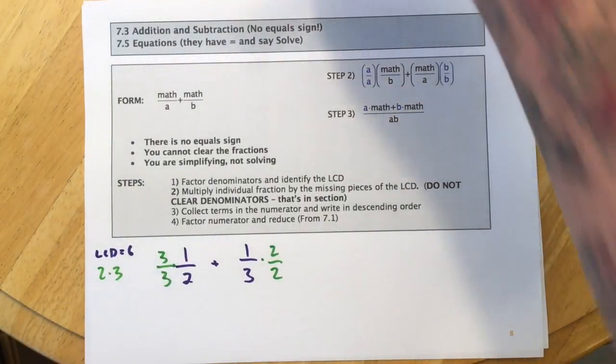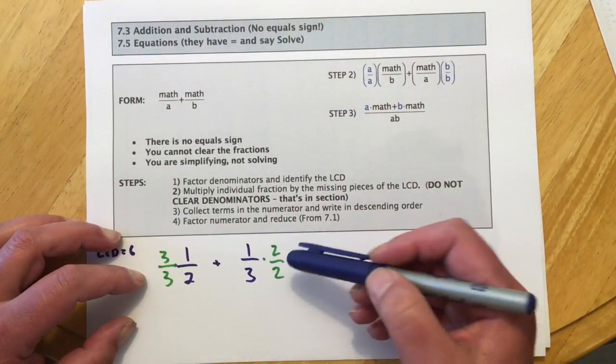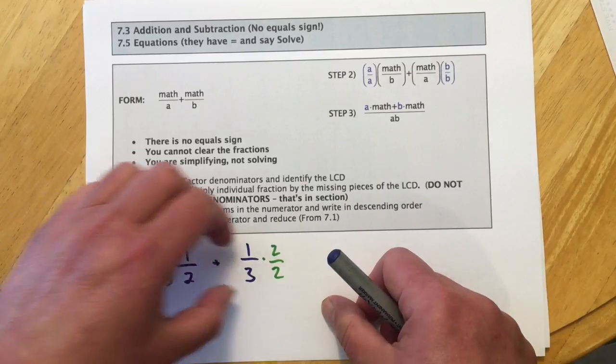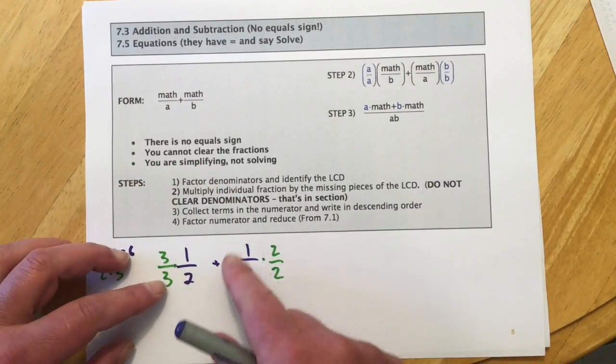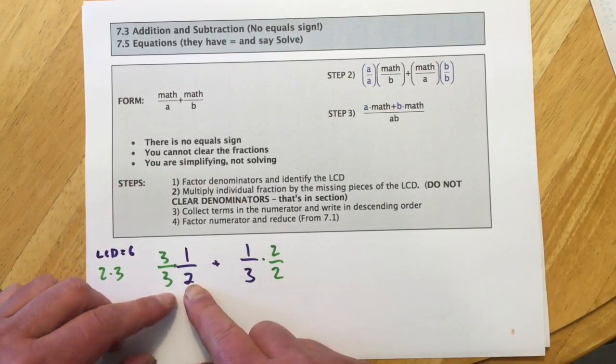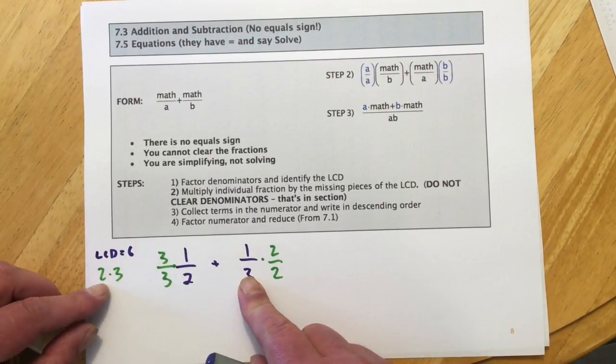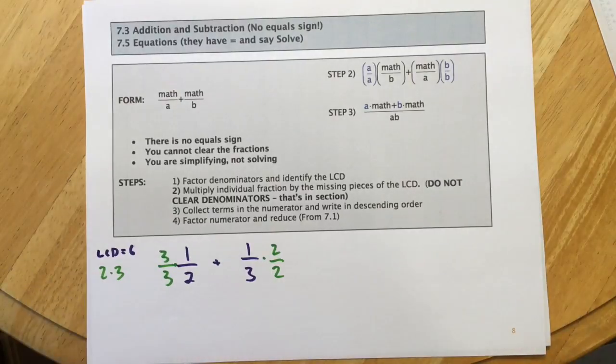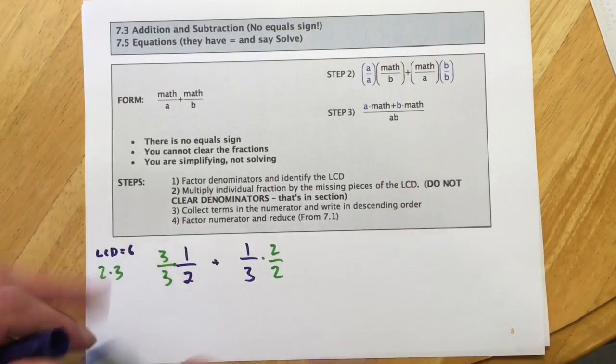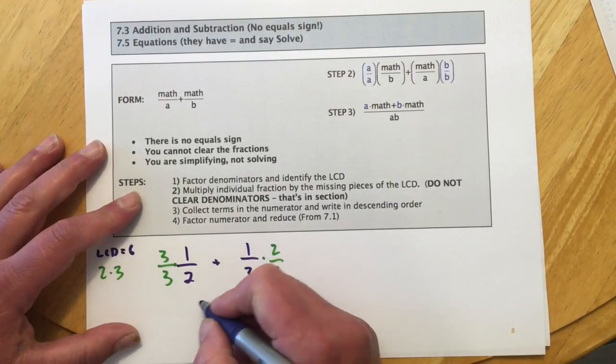And so remember that you're multiplying by a clever form of 1, right? Because we can only multiply individual pieces by 1's. And then, like I said, from the 6, the 2 is missing the 3, so I'm giving it the 3's. The 3 is missing the 2, so I'm giving it the 2's. And don't clear the denominators, so that's that clearing fractions.